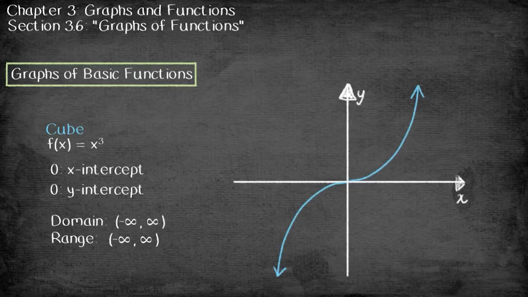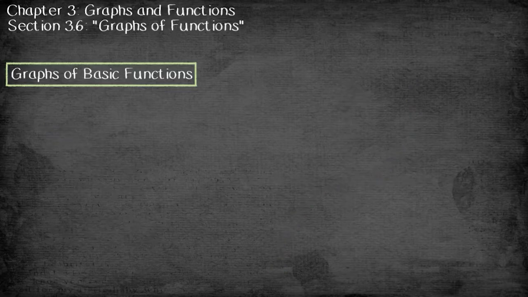Next up is the cube function, f of x equals x cubed. 0 is both the x and y-intercept of this guy, and unlike the square function, I can plug in any x value I want and get out any value I want, negative or positive. So both the domain and range are all real numbers.